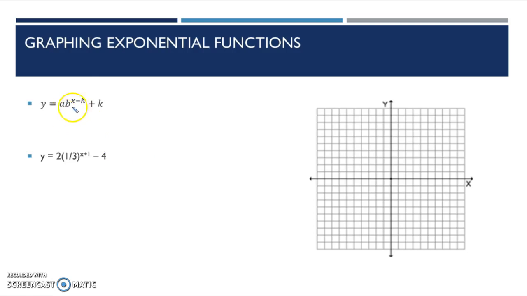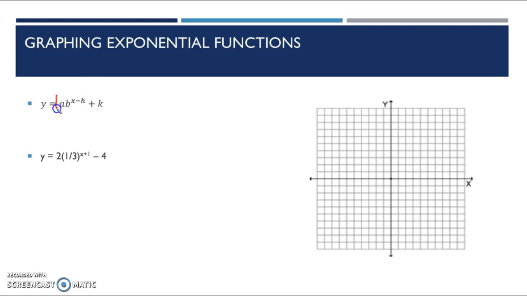Remember, we have that equation with A, H, and K, where A is going to tell us if it's stretched or compressed or reflected. H is our horizontal translation, and it's always the opposite sign. K is our vertical, and it keeps the same sign. That's what's happened in all of our equations we've looked at so far.